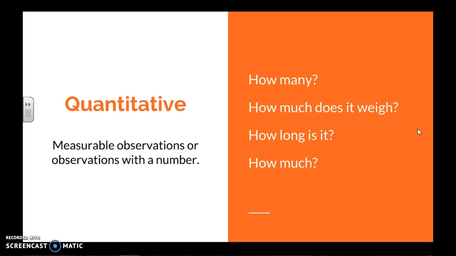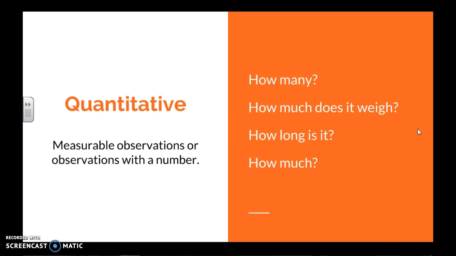Now let's talk about quantitative observations. Now, quantitative observations are measurable observations, or to simplify it, they're observations with a number. Whenever you see an observation that has a number attached to it, it's a quantitative observation because it's something we can actually measure or count or check.